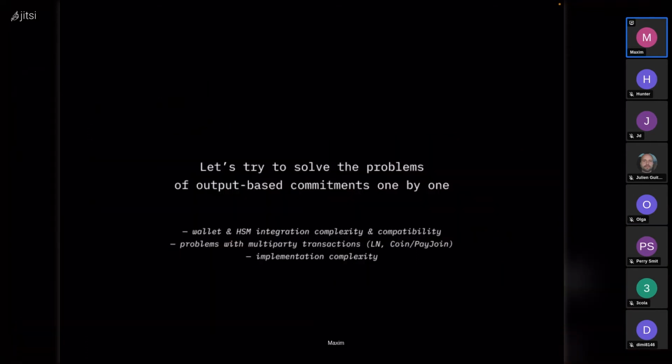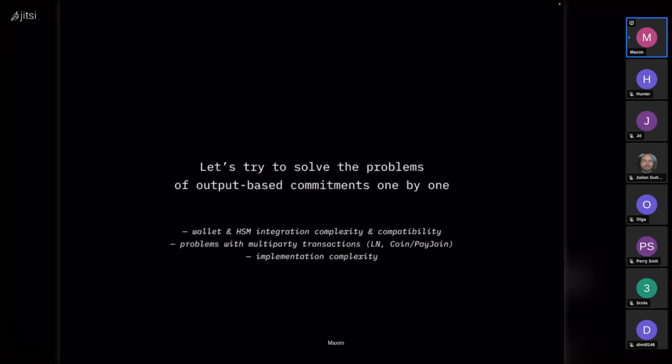And that actually brings us to a set of proposals that I would like to discuss with you and find out if maybe they will be able to solve all these issues. So the proposal is to move step by step and solve each of the problems that we have with RGB today, with the RGB pay-to-contract commitment.